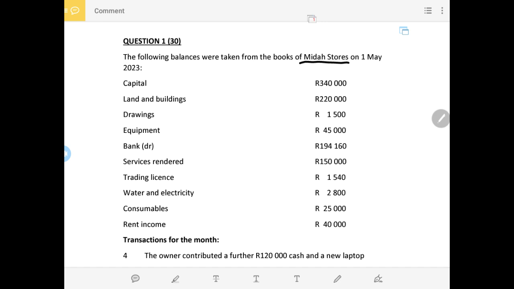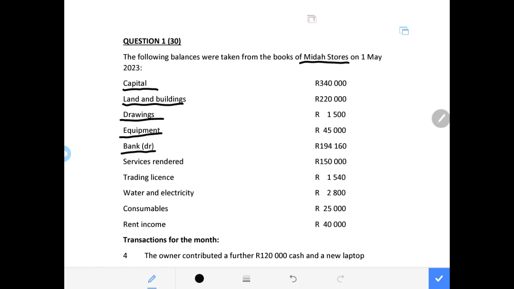We are provided with the information regarding capital contribution or capital, land and building, drawings, equipment, bank with a debit balance. The DR means it is a debit balance. That means we have money in the bank account. We have services rendered, trading license, water and electricity, consumables, rent income. So this is the information that is provided at our disposal.